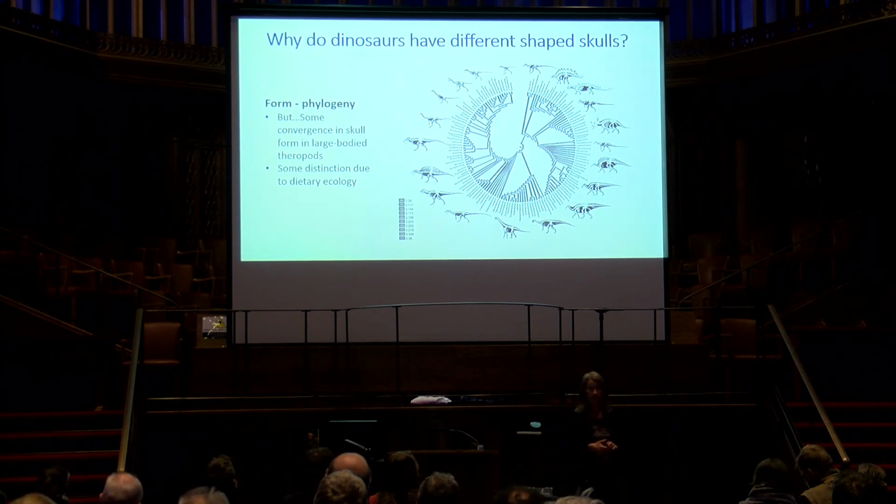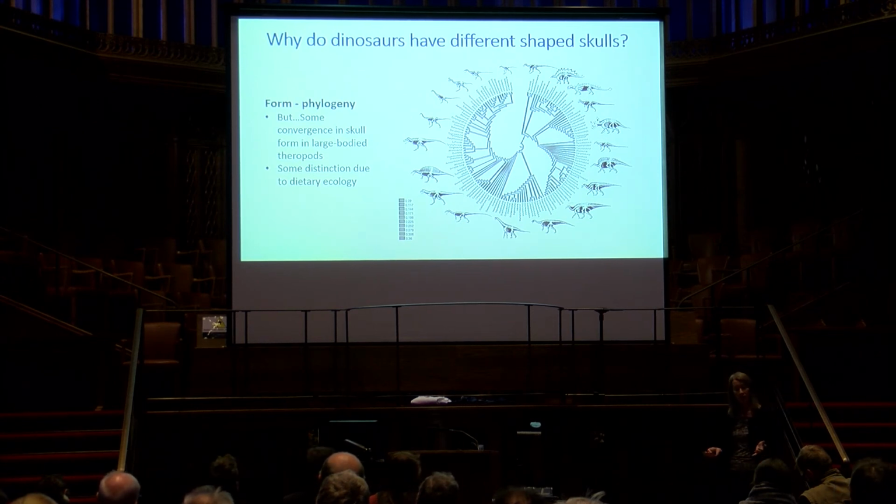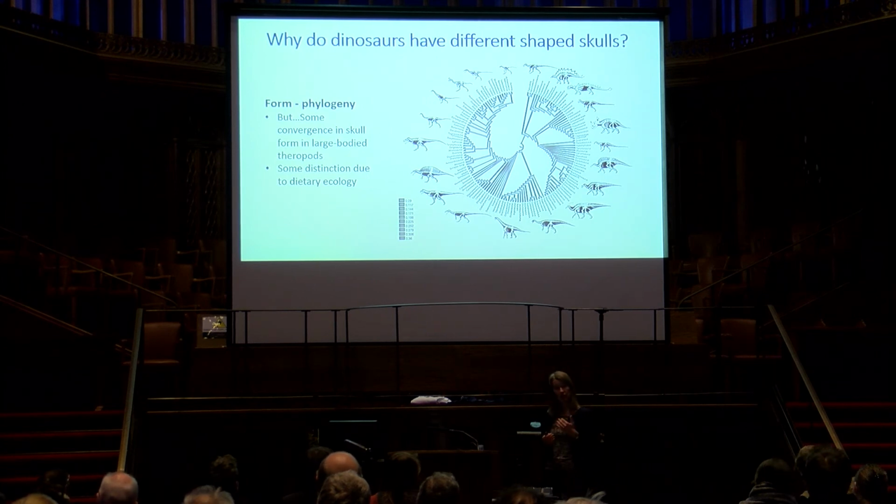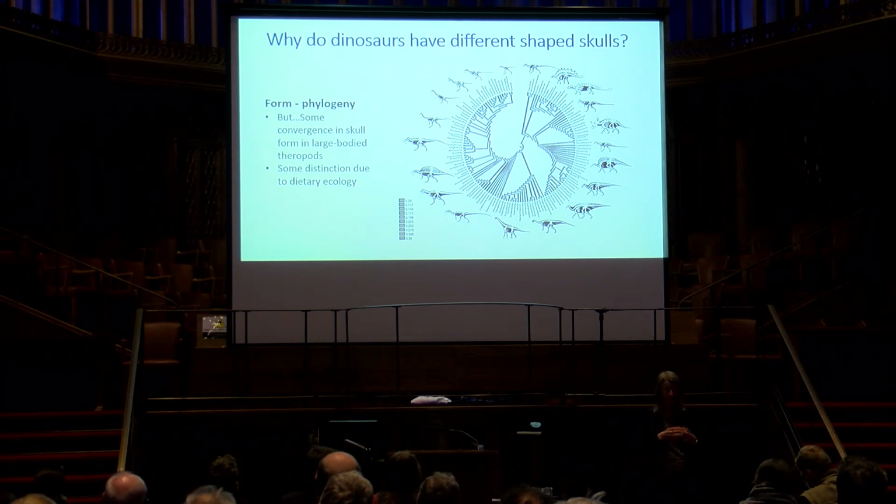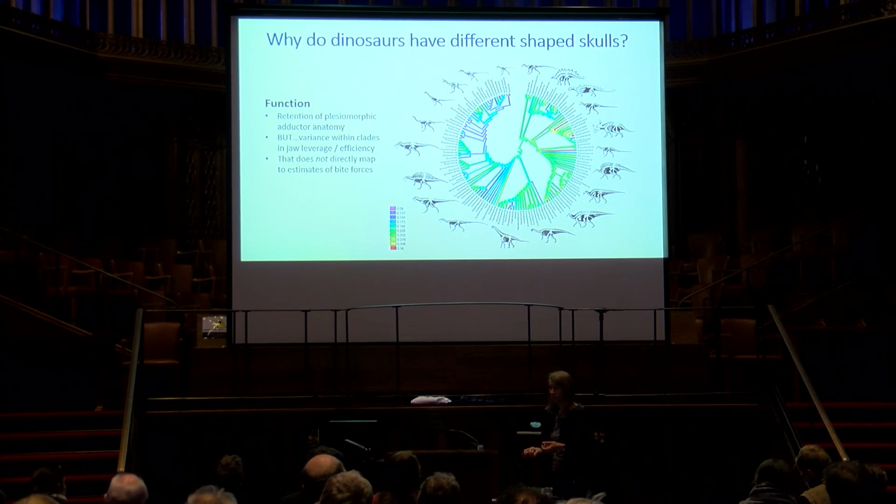So to wrap up then, why do dinosaurs have different shaped skulls? Clearly it's because they're allowing these animals to do different things. But what seems to be coming through is that phylogeny does seem to be having quite a strong effect on form, and that many animals seem to have similar shaped skulls because they're quite closely related to each other. But there is some distinction in that large-bodied theropods seem to converge towards similar shapes, and there seems to be some distinction due to dietary ecology between carnivores and herbivores. We do see differences due to function.